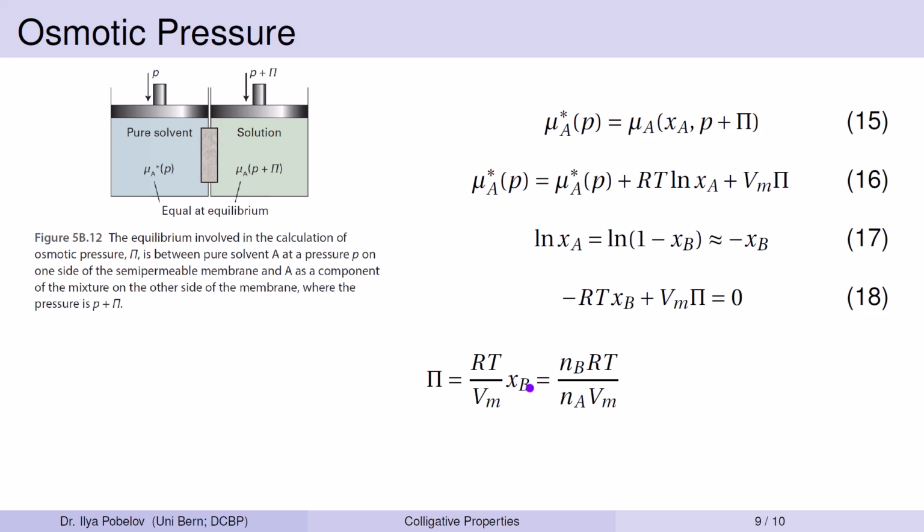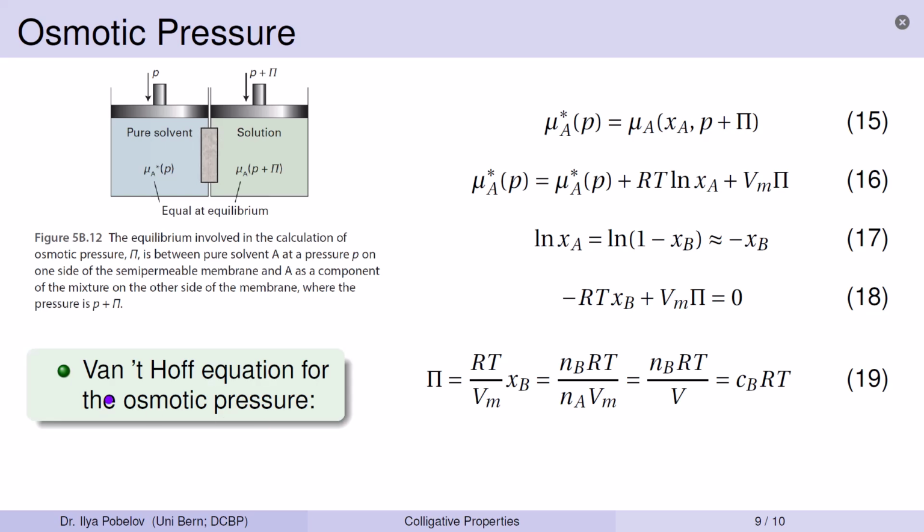The mole fraction of solute Xb is approximately equal to the amount of substance of B divided by the amount of substance of A. We recognize Na times Vm as the total volume of the solvent V and the ratio of Nb to V as the molar concentration of the solute B. This is known as the Van 't Hoff equation for the osmotic pressure.